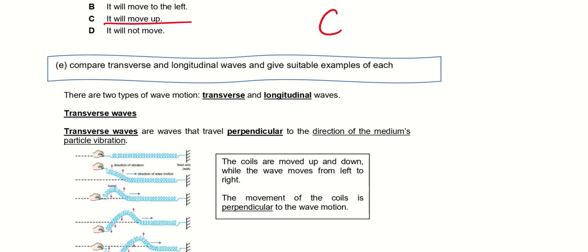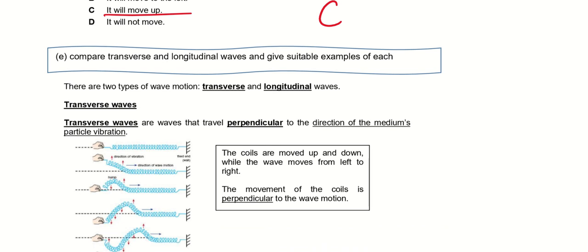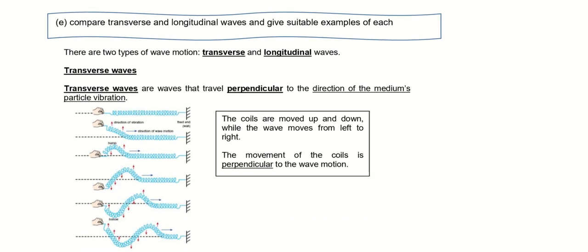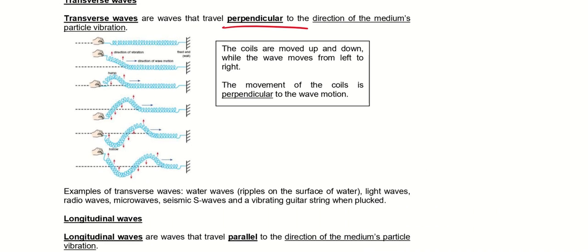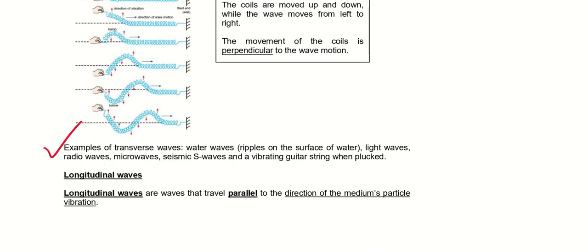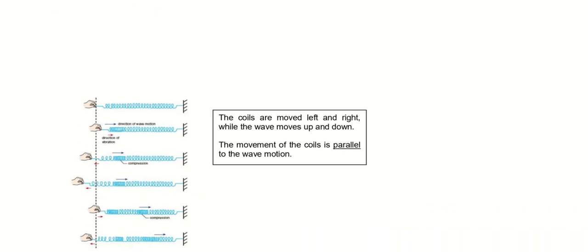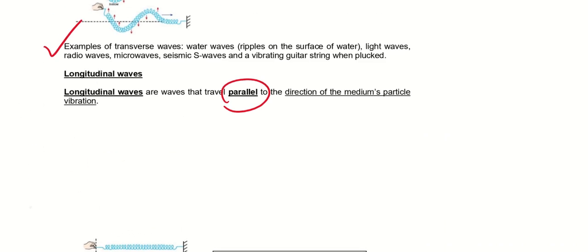Okay, now we compare transverse and longitudinal wave and give examples of it. So you have just seen from the slinky, they are parallel, for transverse wave is perpendicular. So these are the examples, you need to know a few. But for longitudinal, the keyword is parallel. They only have one example called sound. So once you see sound, you know that it is longitudinal wave.